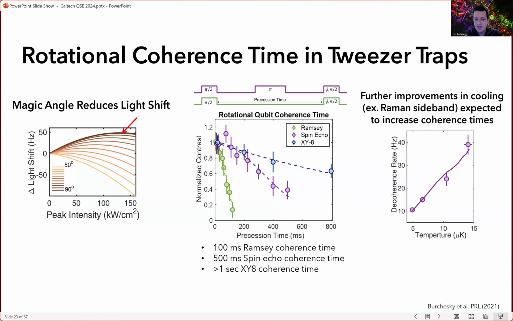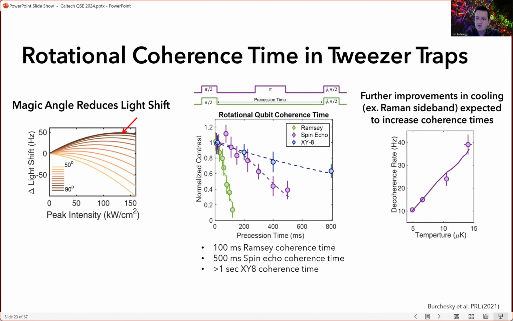How long are these coherence times? You can see this in the center plot here. For simple Ramsey coherence, we get about 100 millisecond coherence times. With a single spin echo, we can push this up to half a second. And with higher order dynamical decoupling pulses, we can push this out to over a second or even several seconds. I also want to make the point that this rotational coherence time is within various qubit states. So these are not storage states. These are actual interacting qubit states.